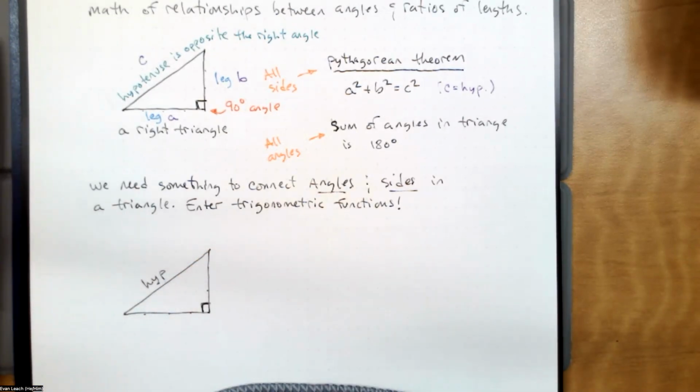So in this right triangle, we can see where the right angle is. Opposite the right angle is the hypotenuse. I'm going to give a name to one of the acute angles in the triangle. What's an acute angle? An angle that measures less than 90 degrees. So if an angle is less than 90 degrees, it's an acute angle.